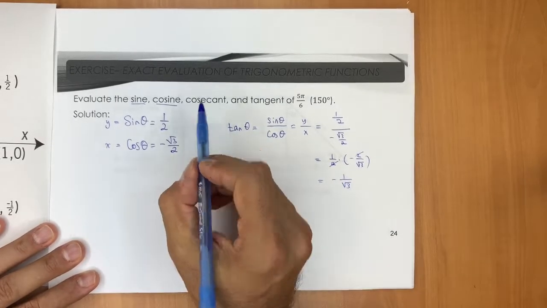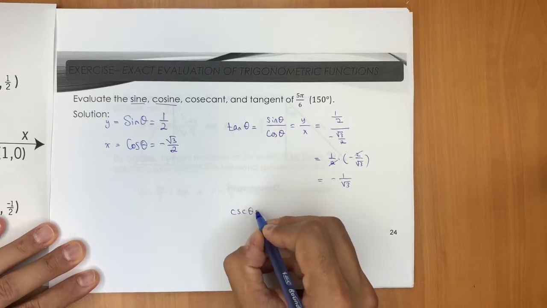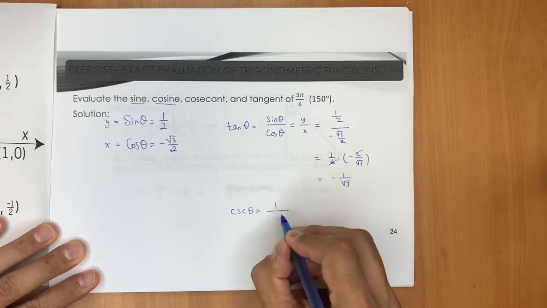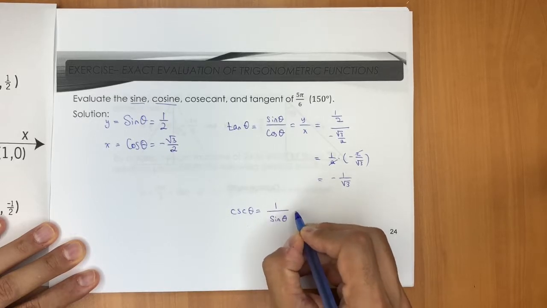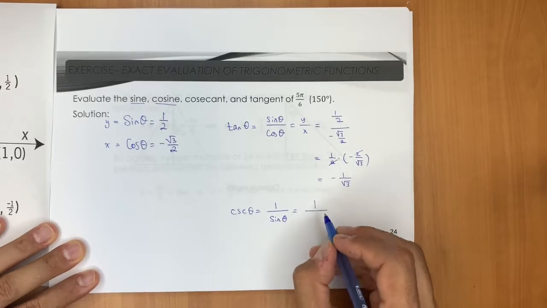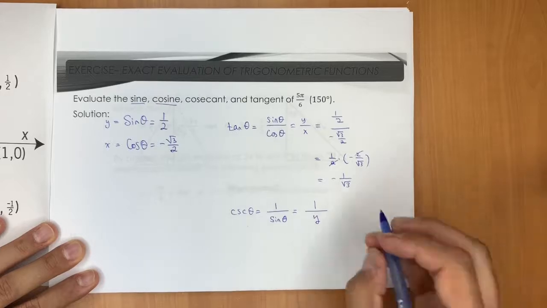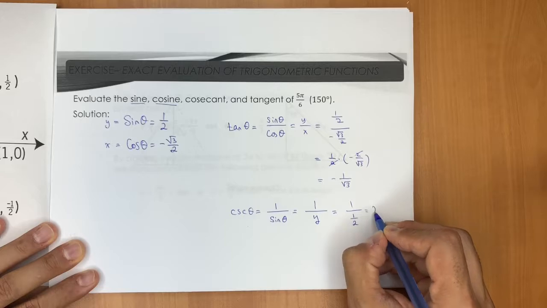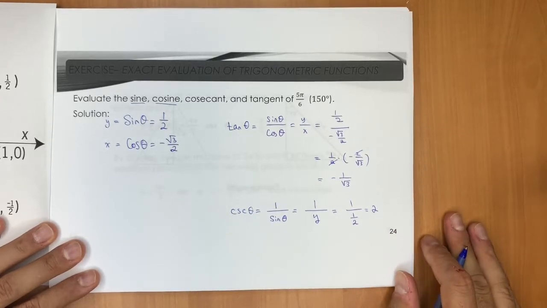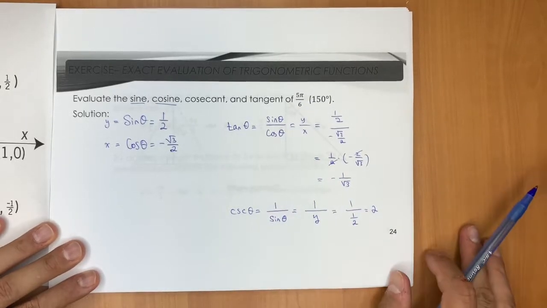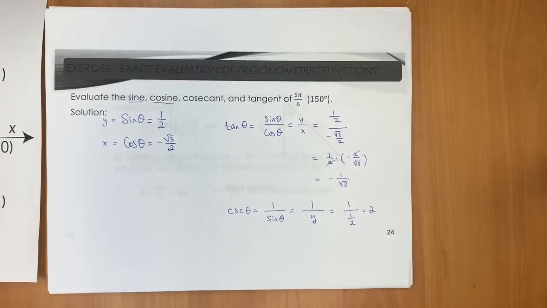And we're also asked for cosecant. We know that cosecant is the reciprocal of sine, so this is 1 over sine theta, or 1 over y. Since sine theta equals 1/2, this is equal to 1 over 1/2, and that's equal to 2. So we got all four trig function values of 5 pi over 6, or 150 degrees, by using the unit circle.